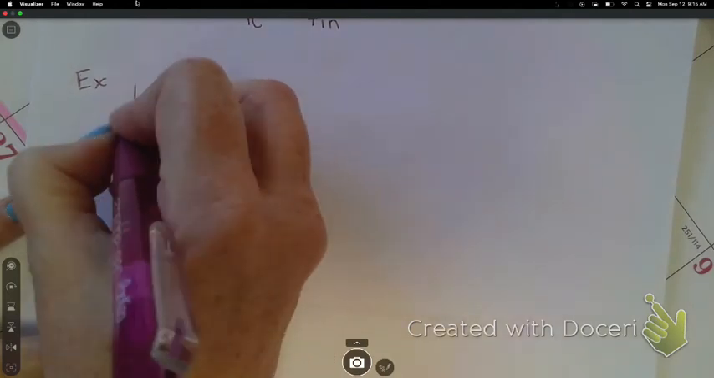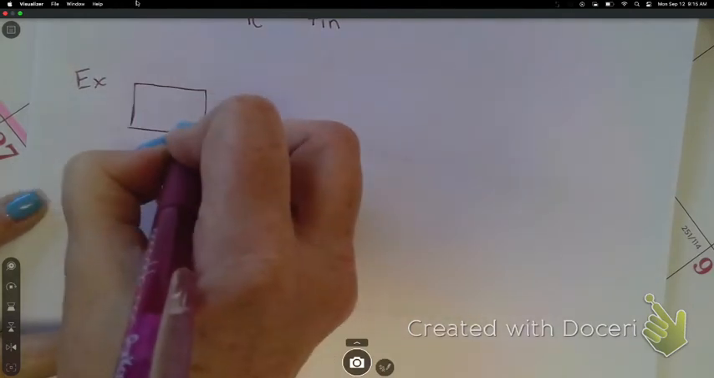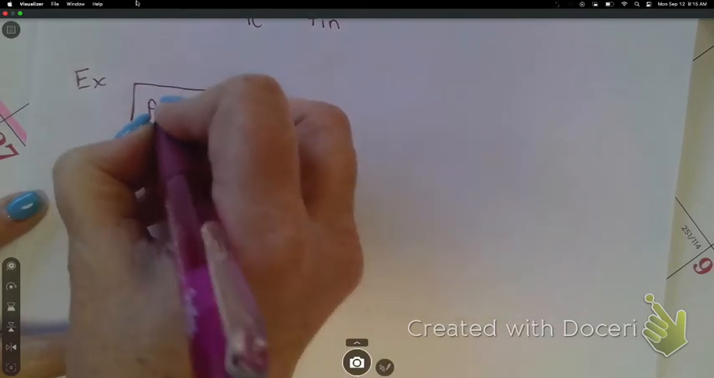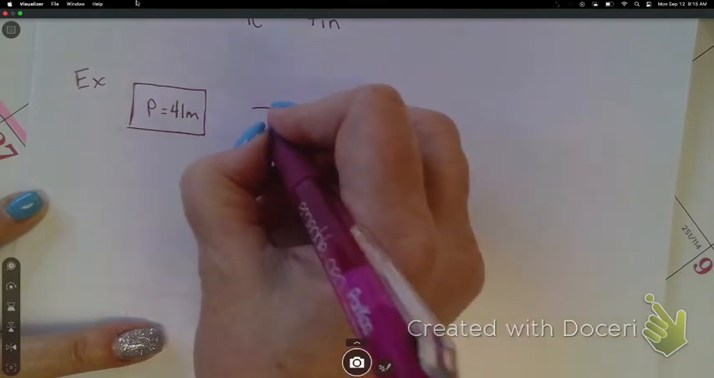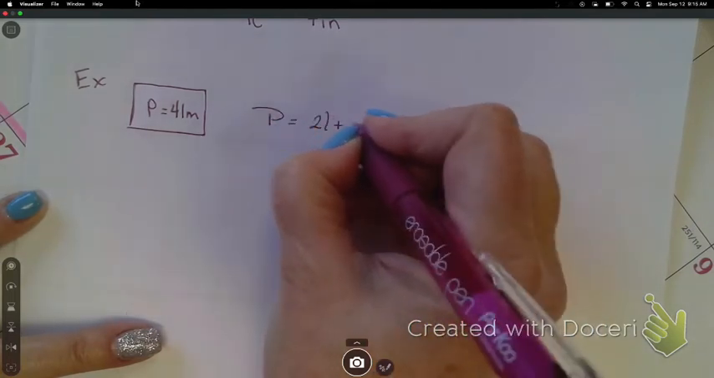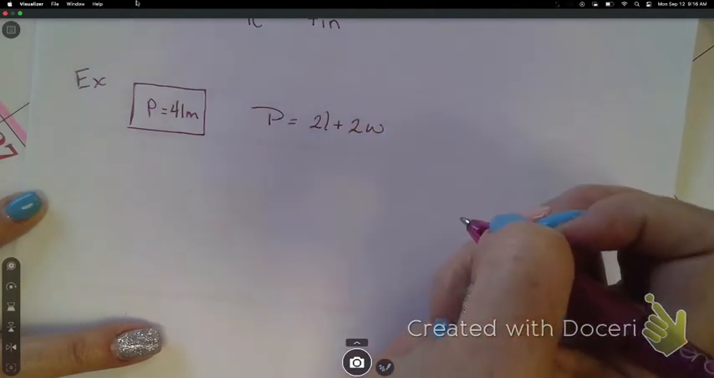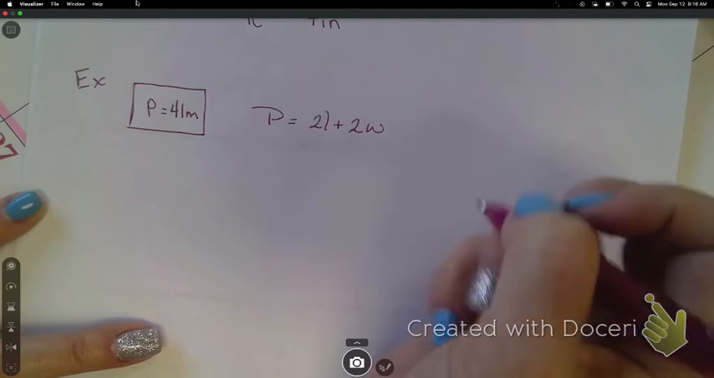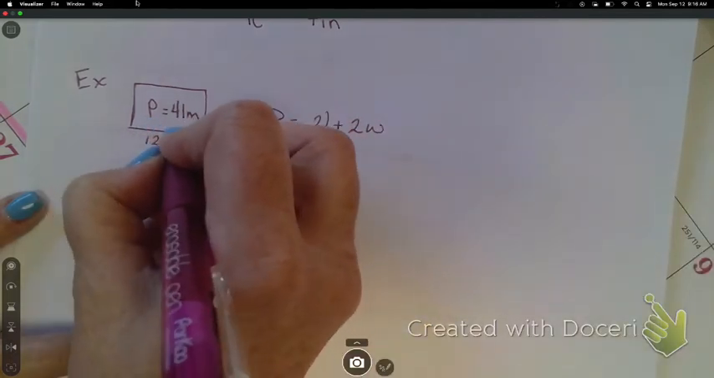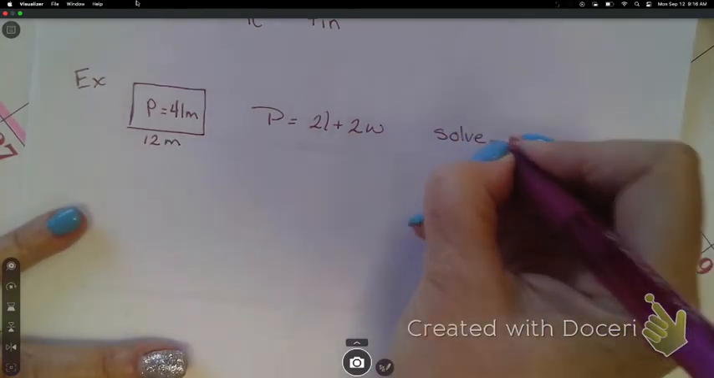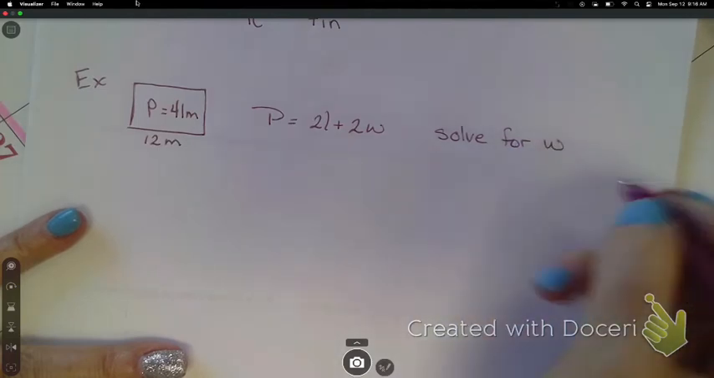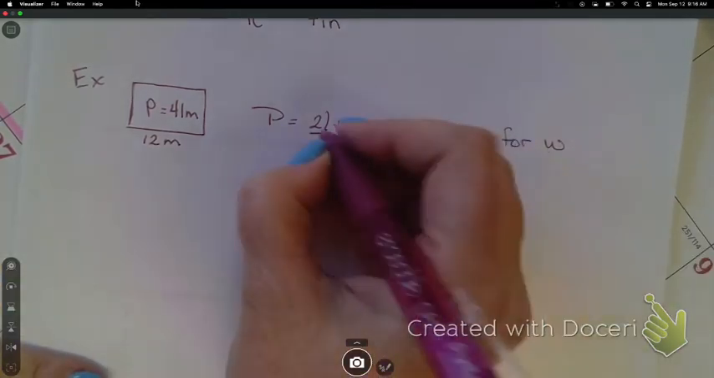So they're going to give me a rectangle. And everything's a rectangle unless they tell me otherwise, right? So P equals 41 meters, and P equals 2L plus 2W. It also says that this is 12 meters. It says solve for W. So if I'm going to solve for W, I need to move the 2L, so I need to subtract 2L.